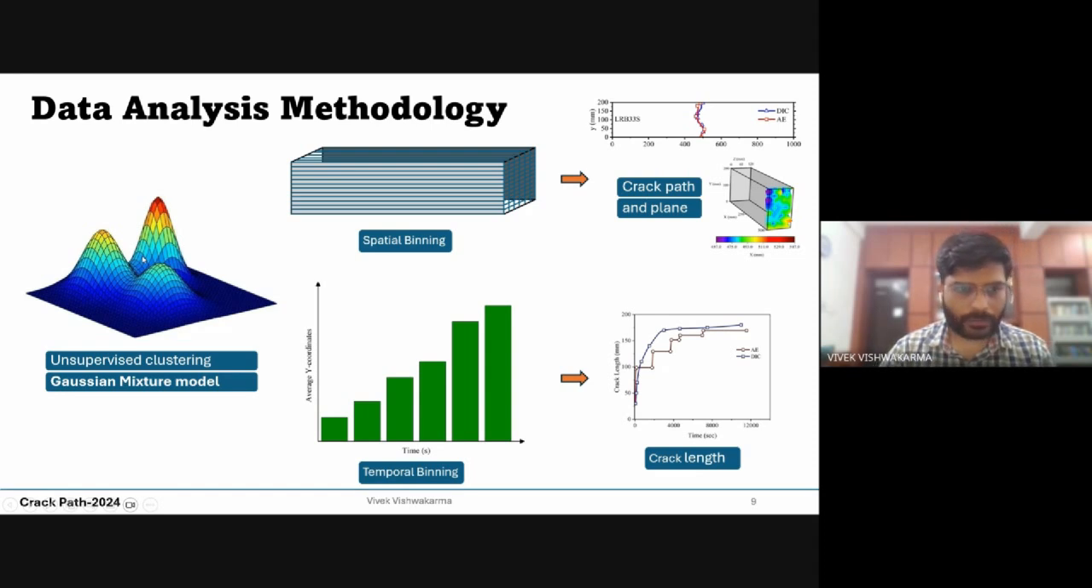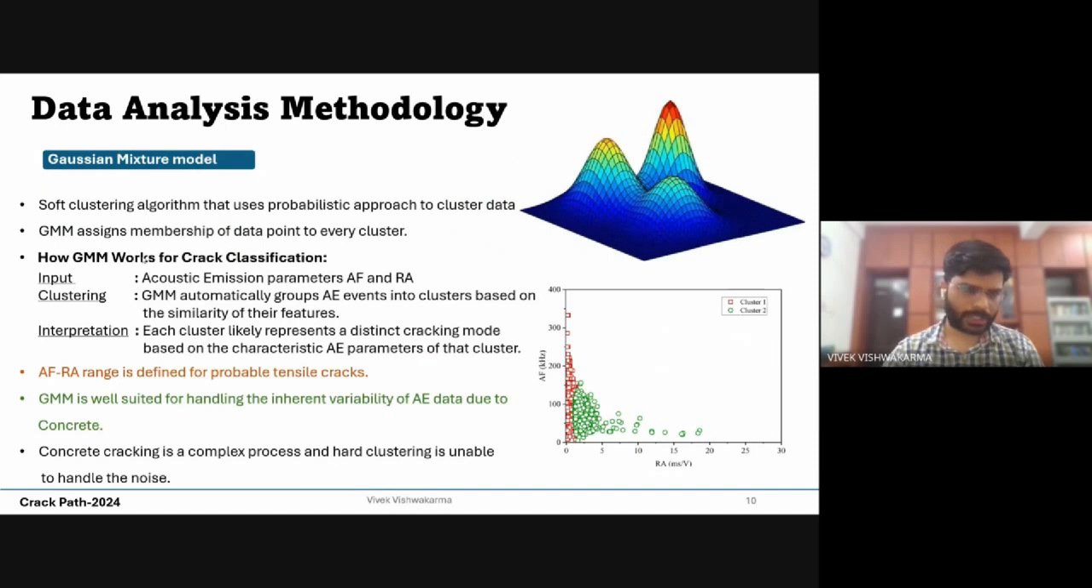So I have used a Gaussian mixture model based approach. Other algorithms are also available, like k-means. They are hard clustering algorithms. This is a soft clustering algorithm where every data point is assigned to every Gaussian. Gaussian mixture model actually divides your data points into several Gaussians. So using this clustering method, you can divide your data set into clusters of similarity. So by this, you can find out the range of AF and RA.